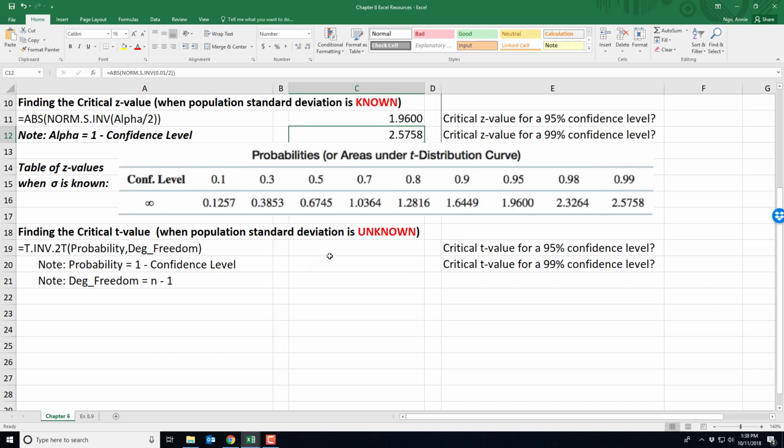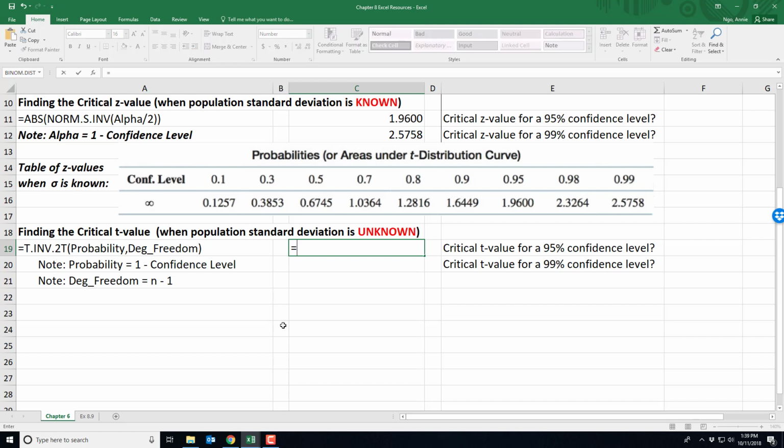But what happens if we don't know the population standard deviation, which in real-world application is usually the case? So what we'll do is use this formula right here, t.inv.2t. So one way to remember is that we're looking for t values, and we've got t's in our formula. Note that in the formula, it states probability, but probability is the same thing as saying alpha. I'm not sure why Excel picks a different word for the same thing, but sometimes you'll see in the lecture I refer to it as alpha.